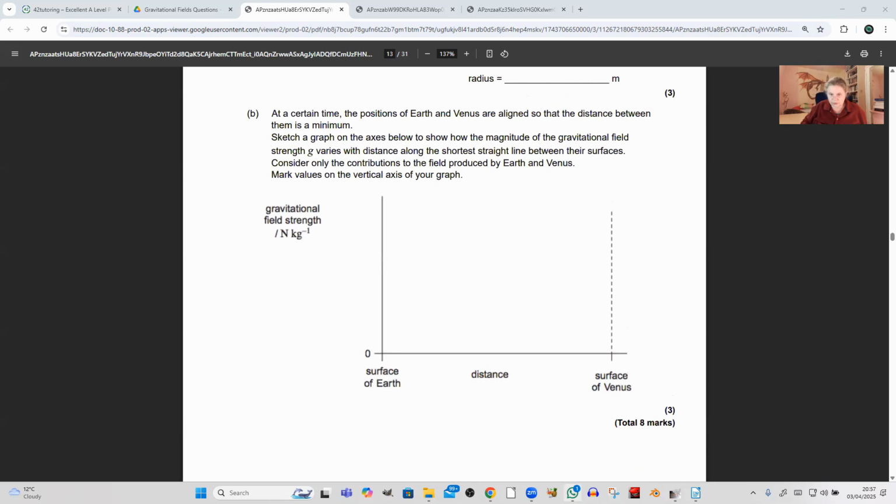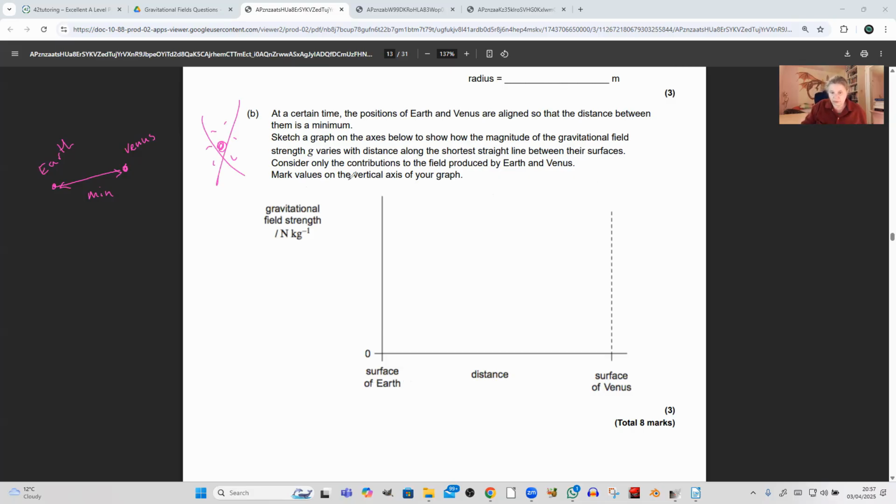Okay, at a certain time, the positions of Earth and Venus are aligned so that the distance between them is a minimum. Okay, so if you think about, there's the Sun, Venus is there, Earth is there. It's when the Sun, Venus and Earth are all lined up, then that distance is a minimum. Okay, so it says, sketch on the axes below to show how the magnitude of gravitational field strength, g, varies with distance along the shortest straight line between their surfaces. Consider only the contributions to the field produced by Earth and Venus. Okay, so we're going to ignore the fact that the Sun is there or any other planets.